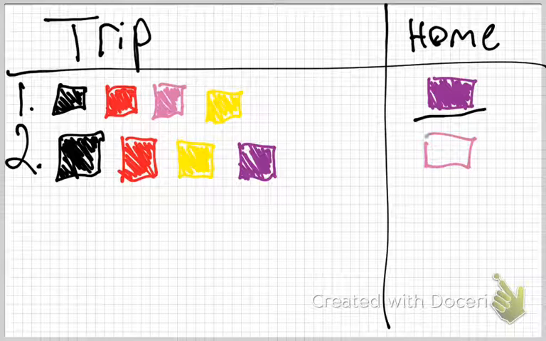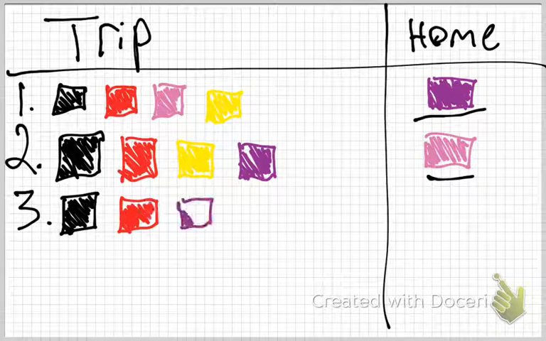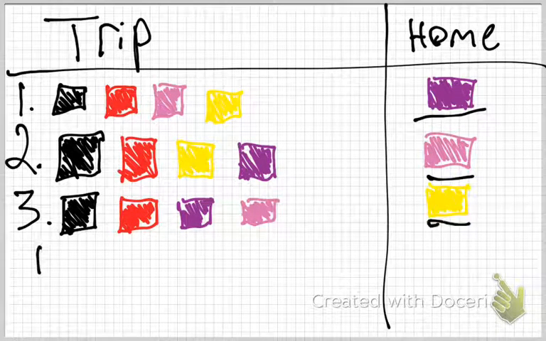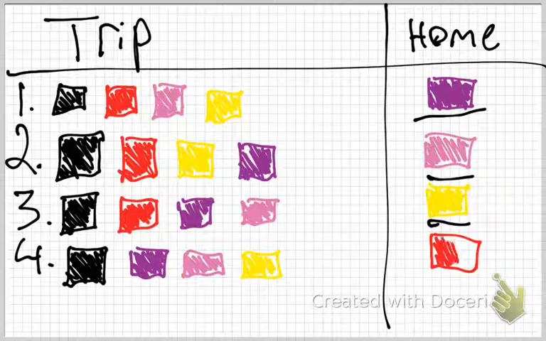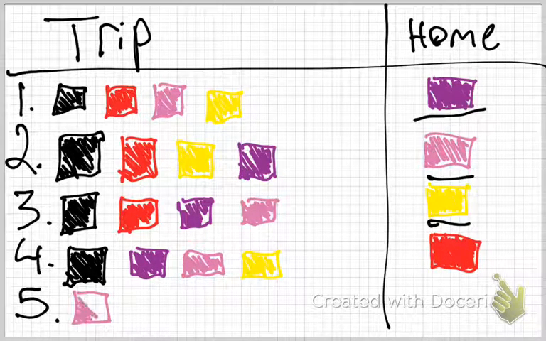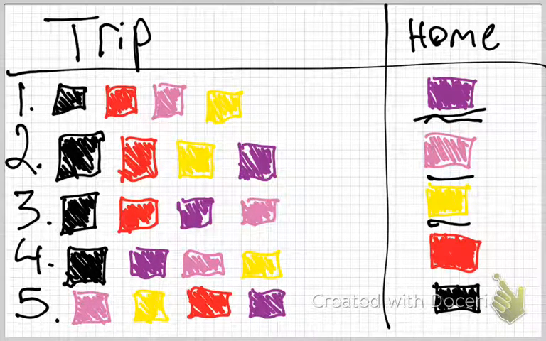Here's another combination. Black, red, yellow, and purple go on the trip while pink stays home. Yet another combination. Black, red, purple, and pink go on the trip while yellow stays home. And then a 4th combination. Red stays home in this combination. And then a 5th combination. Finally, it is me who stays home.